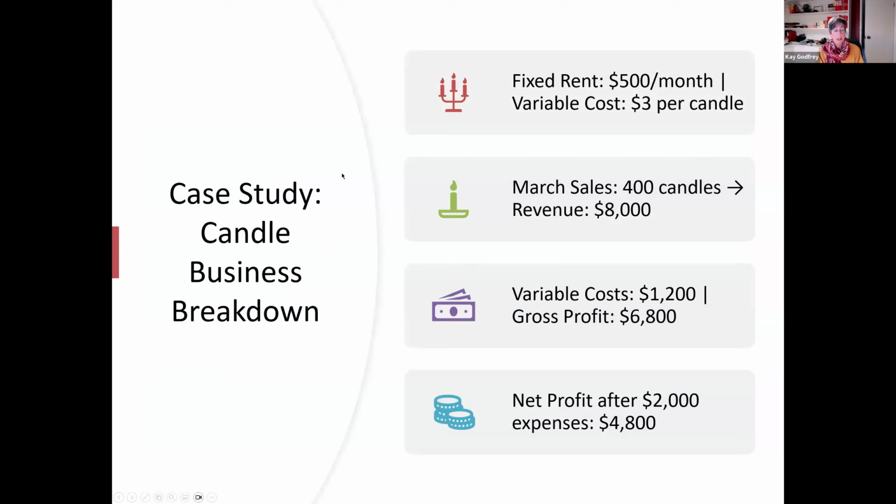So back to the candle business, fixed rent of $500 a month, variable cost $3 per candle. Now, if you remember, fixed is usually the rent, variable would be the materials. March sales was 400 candles, and the revenue was $8,000. Variable cost $1,200, gross profit $6,800. So at the bottom, after all that, and I'll let you look at that on your own to make sure you can see how that is all calculated. Net profit is $2,000 and expenses of $4,800.